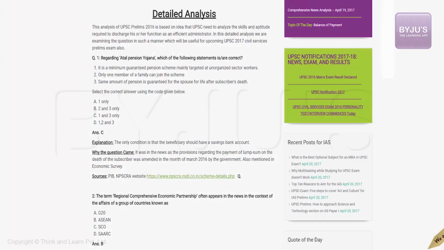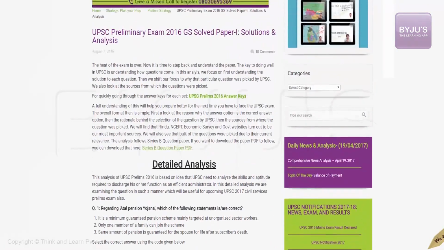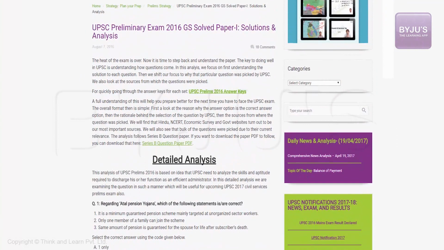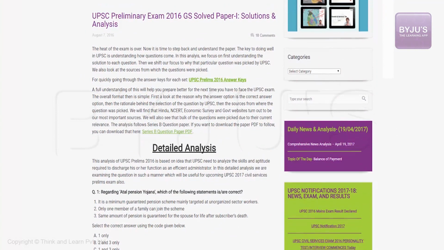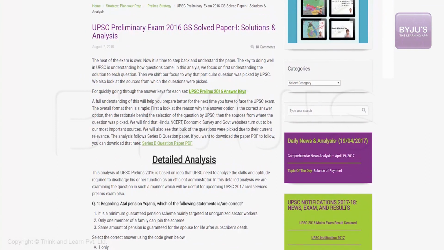So now let us take last year's paper. This is our website only. We have given a detailed analysis of some questions here. I'm just going to go through these questions and show you certain things. I hope you can read it. Atal Pension Yojana.